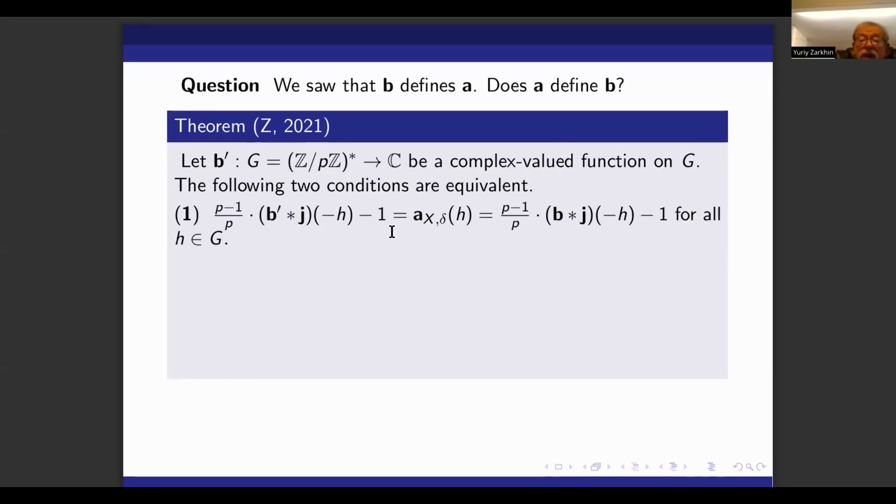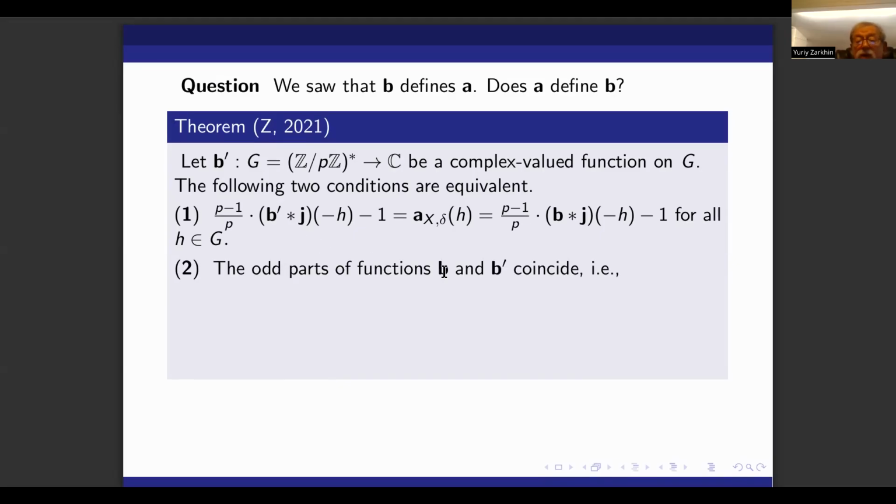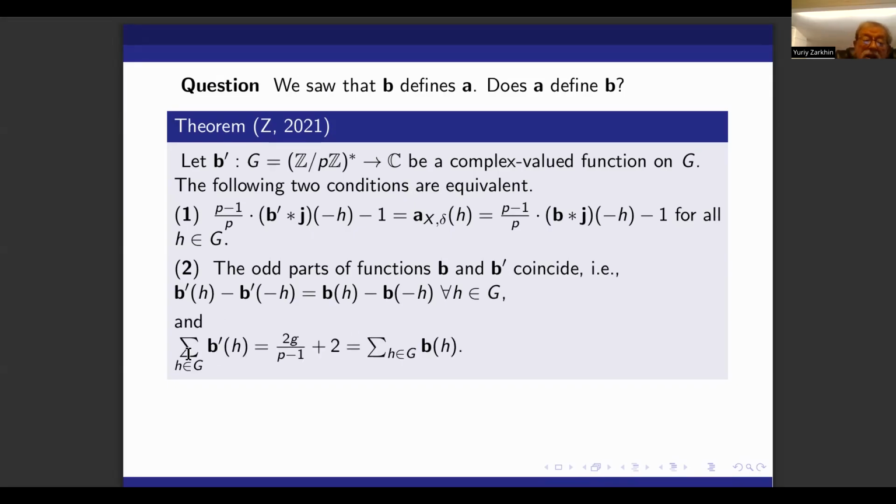First, our function b prime also defines a: we may obtain our function a from b prime using the same formula with convolution. Second, the odd parts of function b and b prime coincide. In other words, b prime of h minus b prime of minus h is the same as b of h minus b of minus h. And the sum of values of b prime is the same as the sum of values of b, namely g of p minus 1 plus 2.